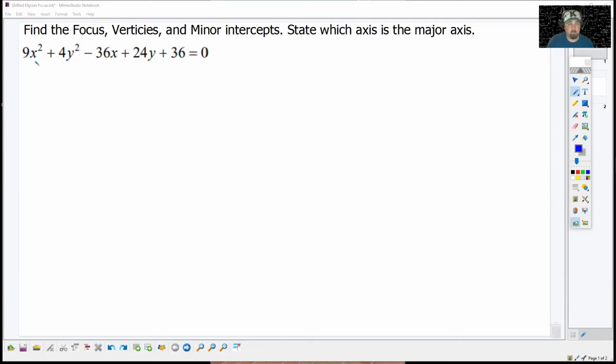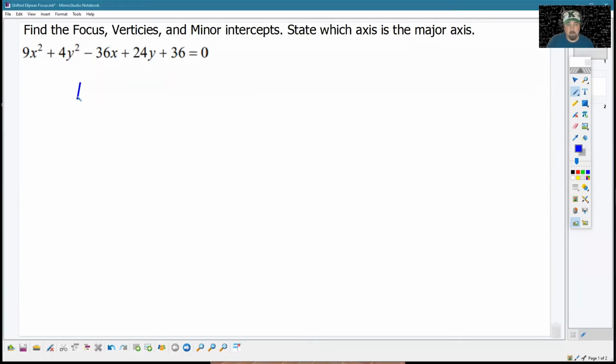So first off, let's complete the square. This is 9x squared minus 36x, as we have to group the terms that have the same variable. And now we're going to take 4y squared plus 24y. We're going to take this 36 and toss it to the other side for right now. Just forget about it.